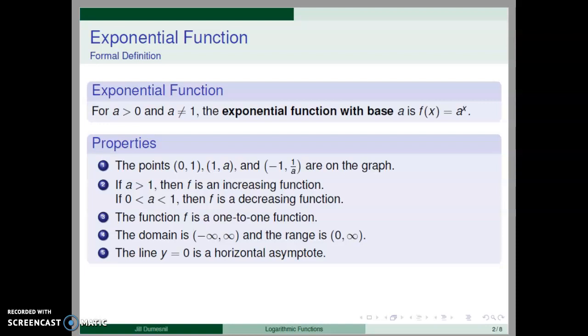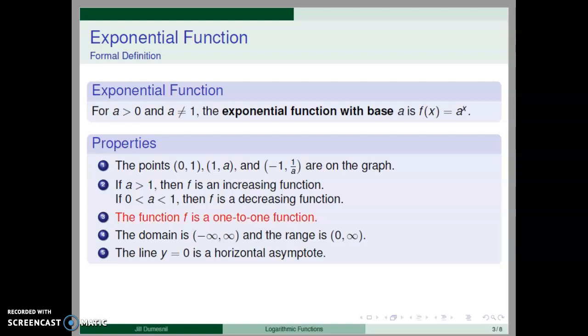If a is greater than 1, then the function is increasing, and if a is a fraction between 0 and 1, then the function is decreasing. In either case, the exponential function is a one-to-one function. The domain is the whole real line, and the range consists of positive real numbers. Finally, the x-axis, or the line y equals 0, is a horizontal asymptote.